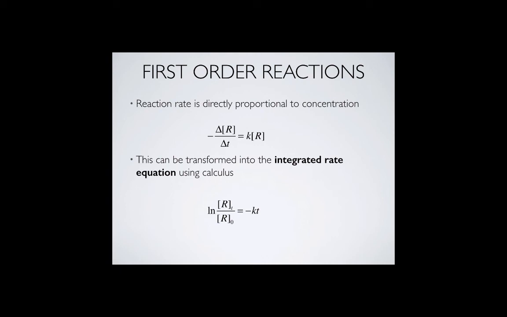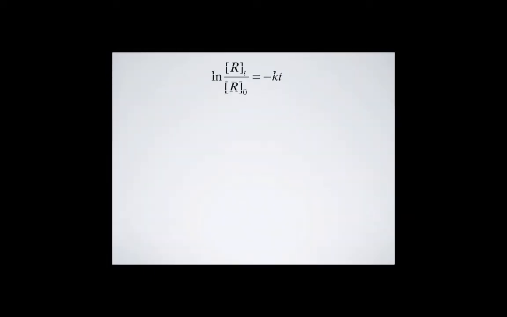But what we end up with here is that the natural log of the concentration of some reactant at time t over the concentration of that reactant at time 0 is equal to negative kt, where k again is the rate constant and t is time. Again, this little 0 indicates that we have a time of 0, and this little t indicates some time t. It can be any time that we want it to be. But the t here is equal to the t there. So we have ln(Rt/R0) = -kt.